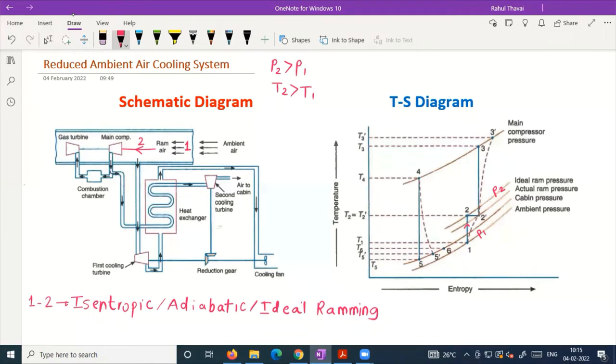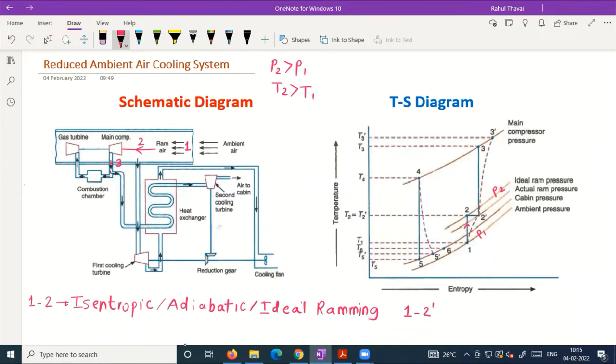Now this is all about the ramming process. Once it is rammed, it is supplied to the main compressor. So this is nothing but your compressor. 2 is the inlet to the compressor and 3 is the exit of the compressor. But all of you remember, this 1 to 2 is an ideal ramming, while when you talk about 1 to 2 dash, you will be starting from point number 1 only.